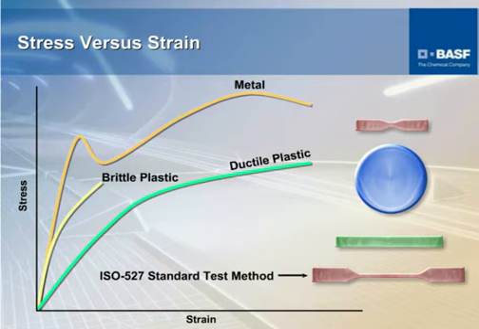For a ductile plastic, you can see here, it starts off somewhat linear, and then you have some yielding at this point, and it just continues to stretch out, and it may go a very long time before it actually breaks.